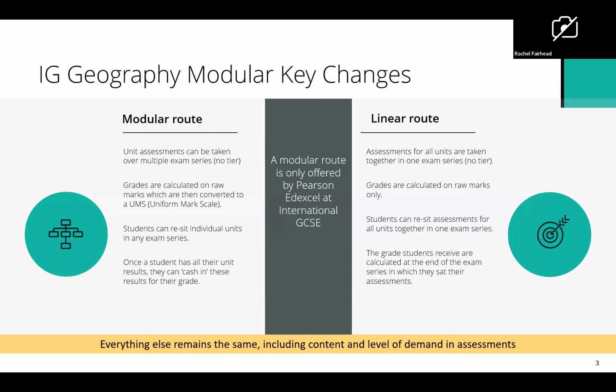Once the student has all their unit results, they can cash these in for their grade, okay? Whereas in the linear route, the grade the student receives is calculated at the end of the exam series in which they sat their assessments. So essentially one of the things is that with the modular route, you can resit as many times as you like. And essentially what you get is the best of your most recent sits.